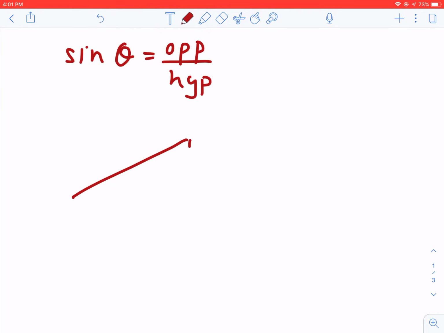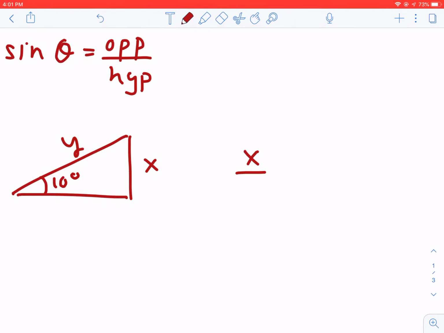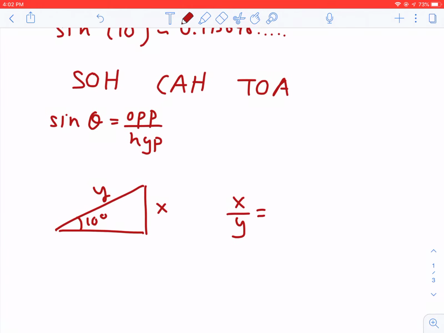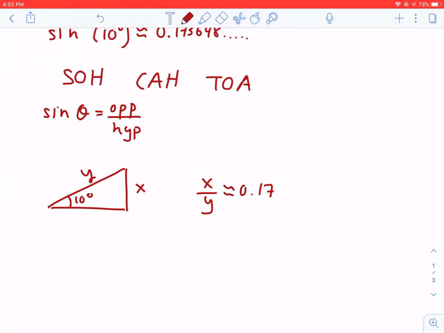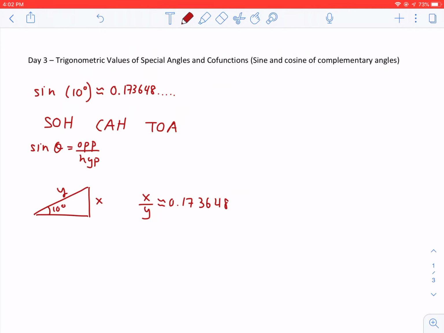So here's a little picture. It's saying if this is 10 degrees, then the sine of that angle, that's opposite, this is hypotenuse, that this ratio, if I call that x and y, that x divided by y, that's in a ratio of 0.173, whatever that is. Right, so again, all trig is just a way to relate side lengths and angles in the right triangle, at least for now.